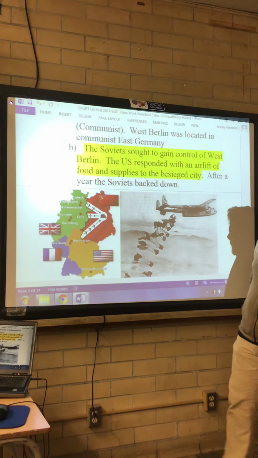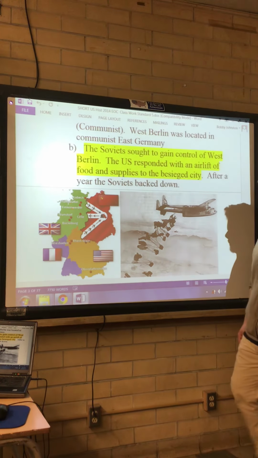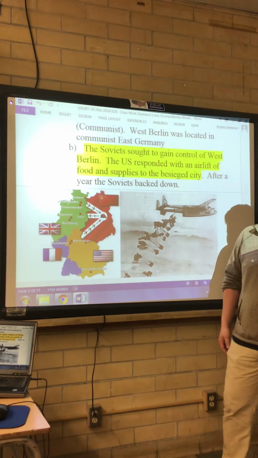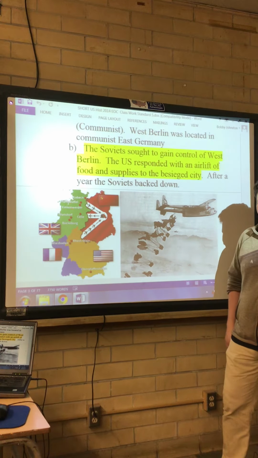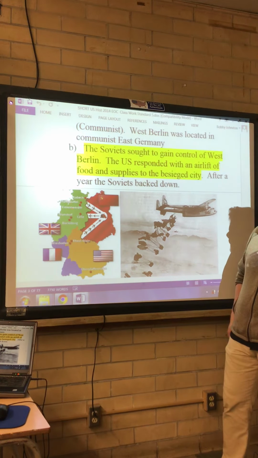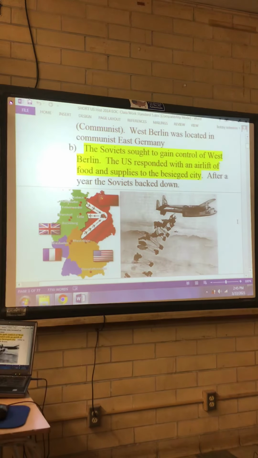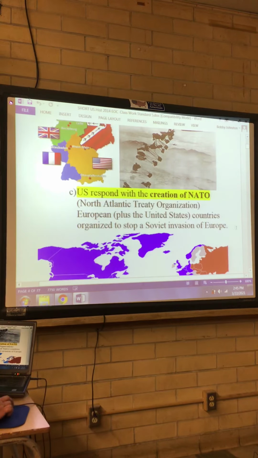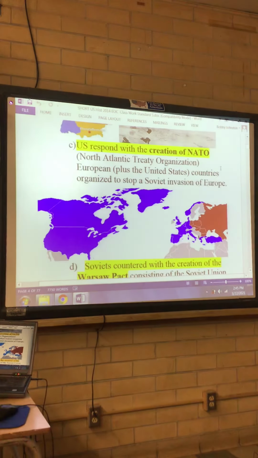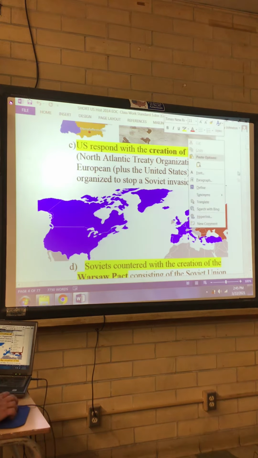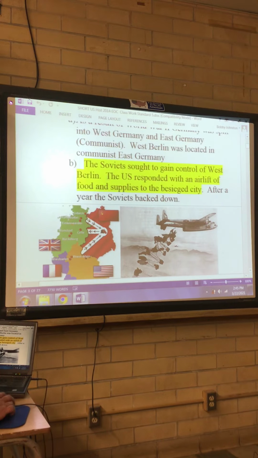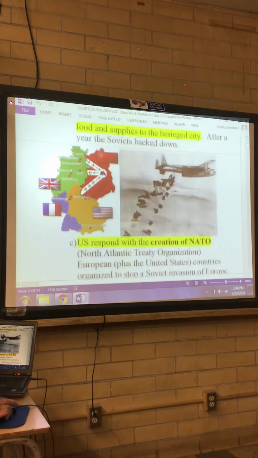So Stalin gets really upset about this, and after a year, he finally breaks his siege, but he's really, really angry about it, okay? And because of that, after Stalin backed down, Nikita Khrushchev, the next leader, is going to build the Berlin Wall around it later on. Okay, the United States responds with the creation of... Okay, no, I skipped something. Hold on. Okay, the Soviets sought to gain control of West Berlin. Yeah, okay, I didn't skip anything.